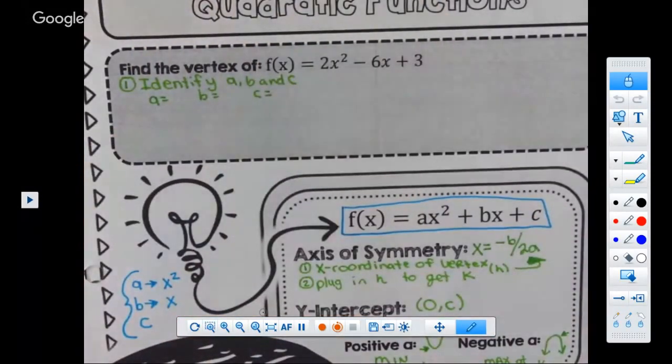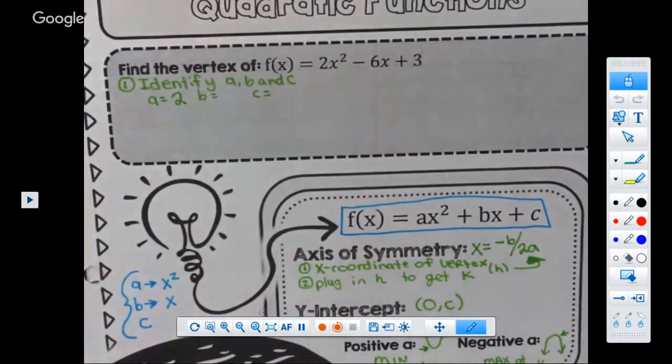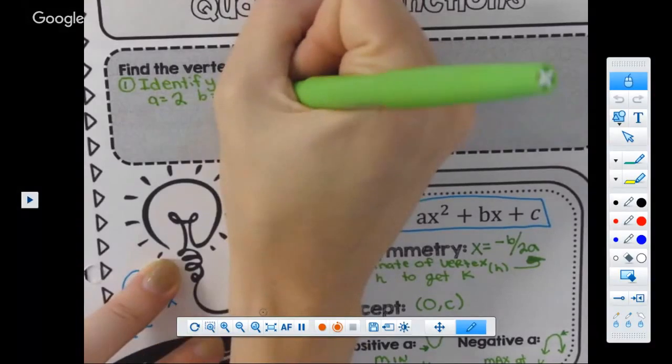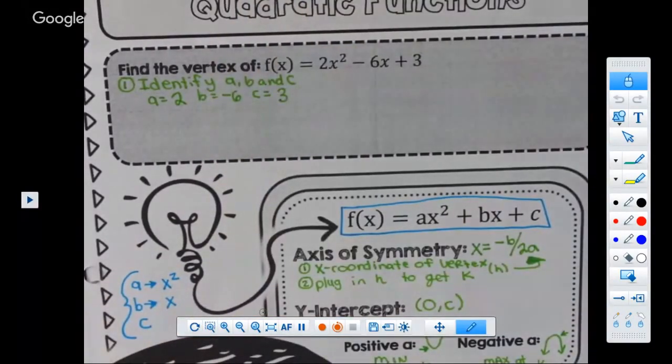So looking at this, can y'all tell me, what is a? I'm just going to put the 2. We just care about the numbers, but you're right, it's with the x squared. So a is just the number 2. What is b? It's 6, but what kind is this? Negative. So b is -6 and c is 3. That's half the battle, just getting the pieces to the right place.